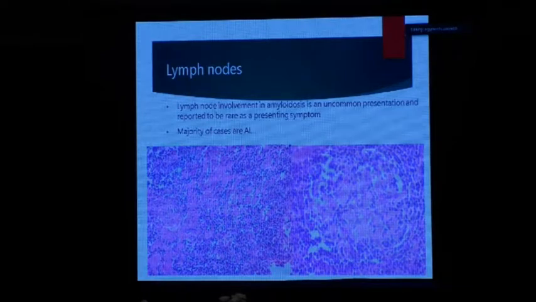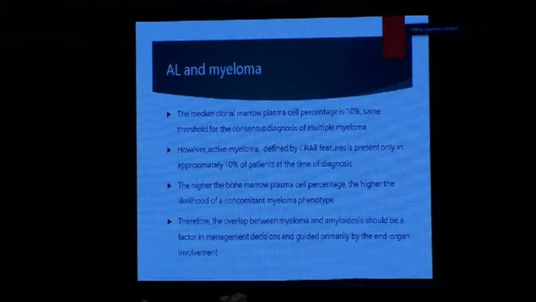Lymph nodes also can be involved. Again, this is a case of AL amyloidosis in the lymph nodes. However, again, they are not common, and the majority of cases are involved in AL. There is a considerable overlap between AL and myeloma. We've mentioned, and I'm sure you know much better than me, that the clonal bone marrow plasma cell percentage is 10%, and this is the same threshold for the consensus diagnosis of multiple myeloma. And as was mentioned, it usually ranges in AL amyloidosis from 7% to 15%.